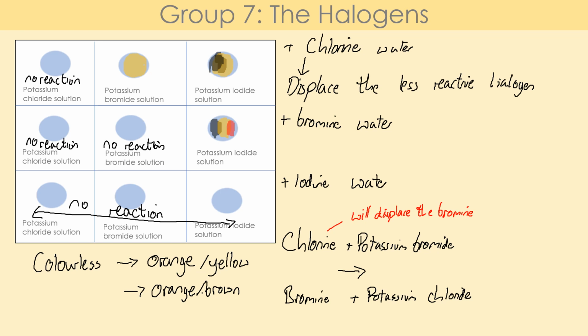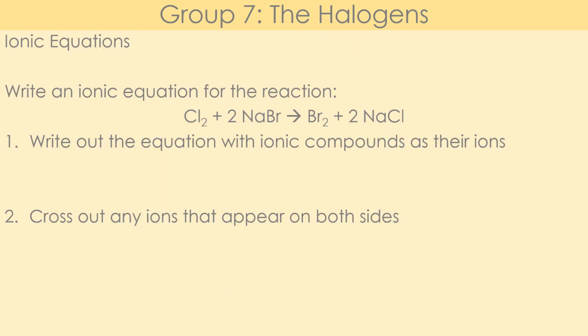And we may have to write what we call an ionic equation. And that's what we're going to do now. We're going to have a look at ionic equations. To do an ionic equation, they will often give you the equation, and you'll notice here that it is balanced. What we need to do is write out the equation with the ionic compounds as their ions. Now my ionic compounds are my sodium bromide and my sodium chloride. So those are my ionic compounds. I need to split them up into their ions. My atoms, I leave them as they are.